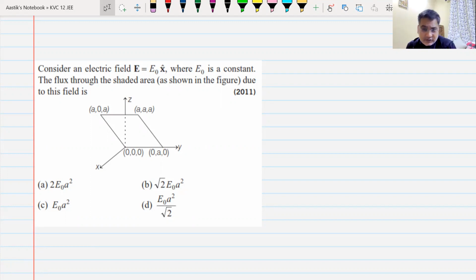Remember, there is nothing that can come in a JEE paper that I have not taught you. The only thing is how much of that you can recollect and apply in the final exam. That is what is going to make the difference.